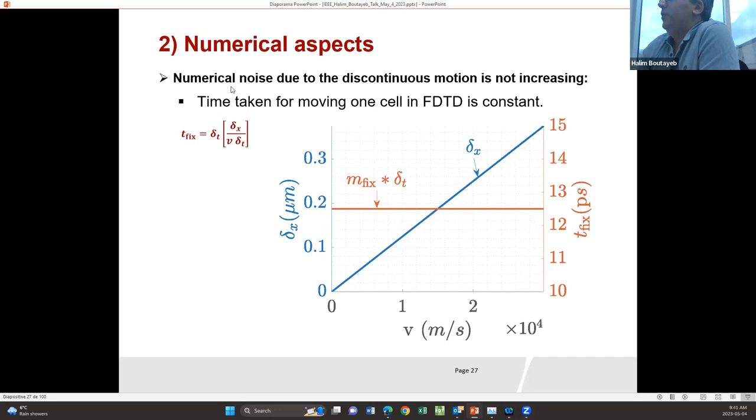If we analyze the numerical noise, the effect due to the discontinuous motion is not changing as a function of v, because we have changed delta t and delta x. So this time, where the object is not moving, is fixed. Sorry, the m fix time is fixed. Sorry.